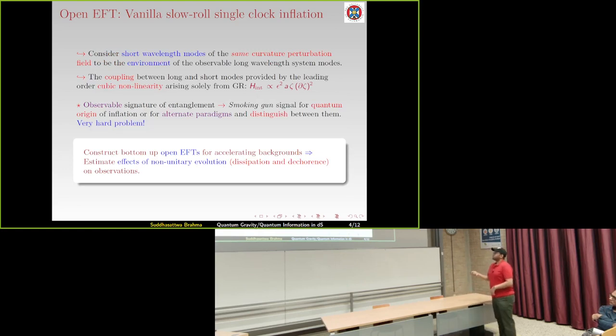All right, so the goal for us is, can we construct some bottom-up open EFTs? We know how to do EFT of inflationary fluctuations. Can we do open EFT of inflationary fluctuations, which will also take into account these effects of decoherence and dissipation? I'm not claiming that I have solved this, but this is what we aim towards. And then we want to obviously estimate effects of such non-unitary evolution on observations. Do these really have any effect on observations, or are these just conceptual things?